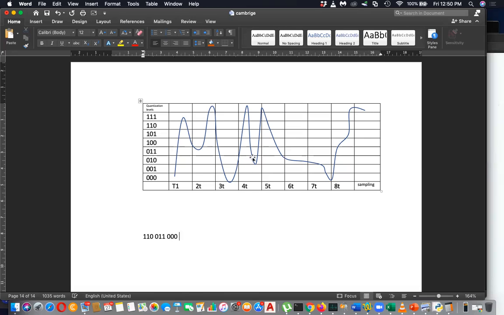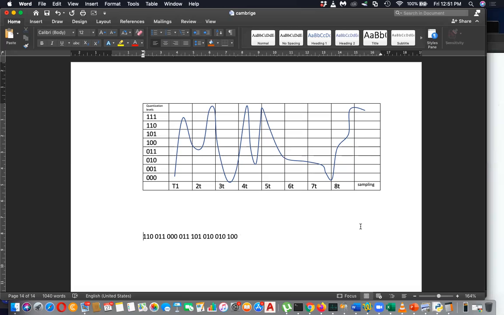Fourth one, the middle value is again somewhere here. It is 0, 1, 1. Fifth one, the middle value is 1, 0, 1. Sixth one, the middle value is 0, 1, 0. Seventh one, the middle value is here. You can say the same one. Eighth one, the middle value is here, 1, 0, 0. Okay, so this is where the error comes.